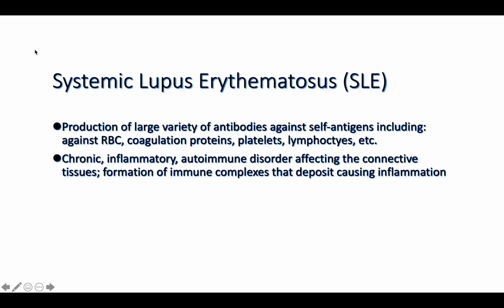The most common autoimmune disorder is lupus. It's abbreviated as SLE. Systemic means it's going throughout your system. It's throughout the body. Lupus erythematosus because it affects a lot of the red cells. And here it is. Production of a large variety of antibodies against self-antigens, including red blood cells, coagulation proteins, platelets, lymphocytes, and more. It's a chronic inflammatory autoimmune disorder affecting the connective tissues, with formation of immune complexes that deposit, and in depositing there, they cause inflammation.